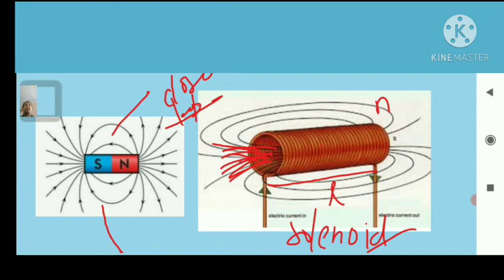If a magnetic material made of iron is placed inside this solenoid, then that material will also get magnetized. The magnetic field outside a solenoid is very weak. So the magnetic field outside this solenoid, at this point, is very weak.